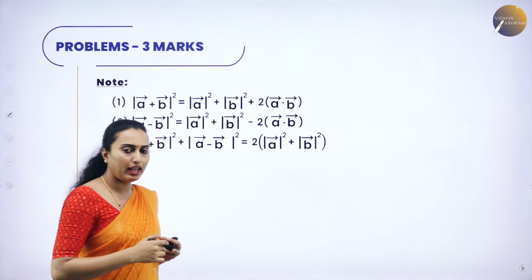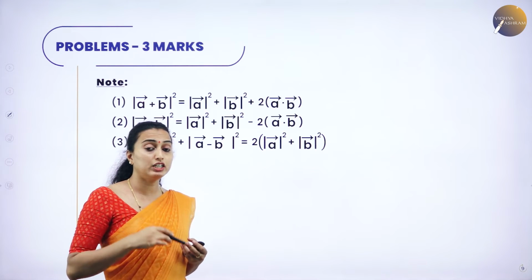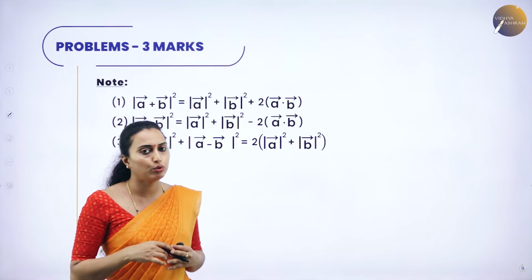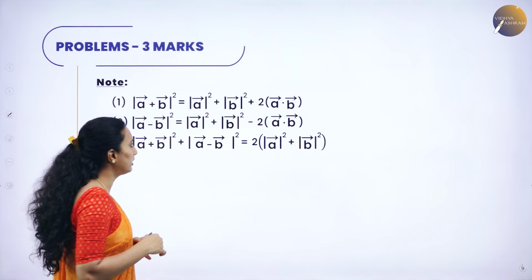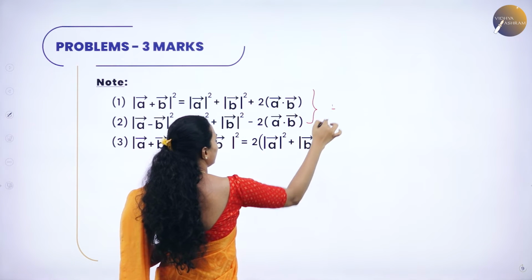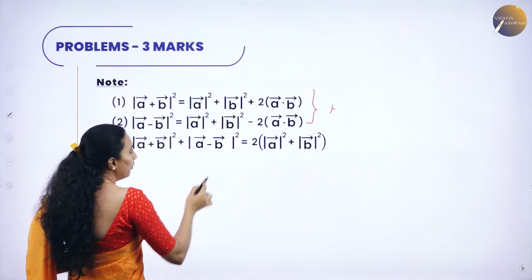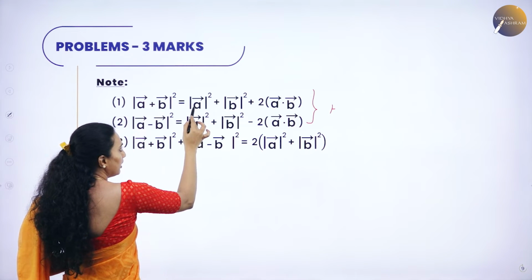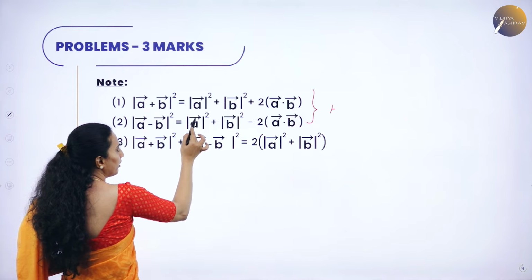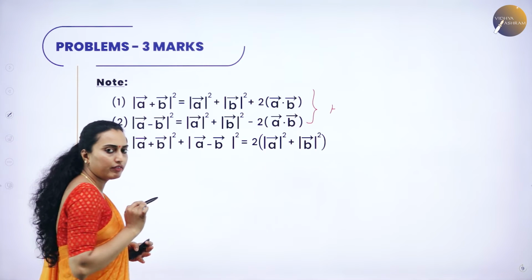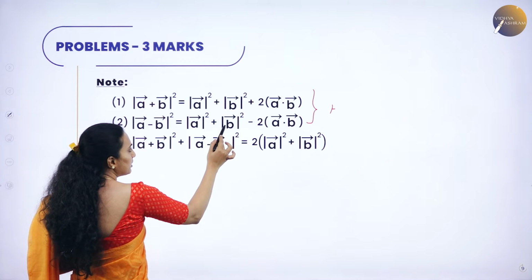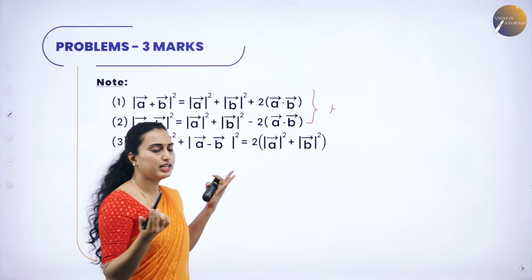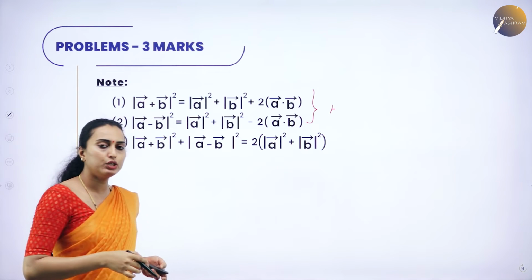Similarly, magnitude of A vector plus B vector whole squared plus magnitude of A vector minus B vector whole squared can be written as 2 times magnitude of A vector squared plus magnitude of B vector squared. If you add these two, you are going to get this. How? These two terms will get cancelled, since minus and plus cancel. See here, magnitude of A vector squared, magnitude of A vector squared, 2 times magnitude of A vector squared. Similarly, magnitude of B vector squared twice, 2 times magnitude of B vector squared, with 2 taken as common factor. All these formulas you have to remember.